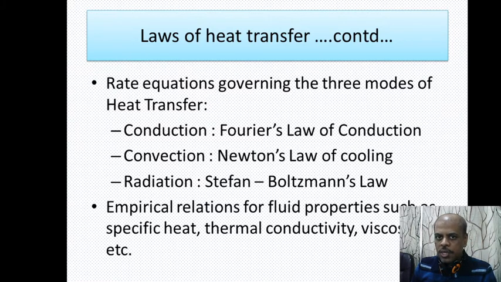Newton's law of cooling we are very much familiar with. The temperature difference determines the quantity of heat which is flowing. Then for radiation, there is another law called the Stefan-Boltzmann law. These are the basic modes of heat transfer, and based on that these are the laws. There are certain empirical relations for fluid properties such as specific heat, thermal conductivity, and viscosity.